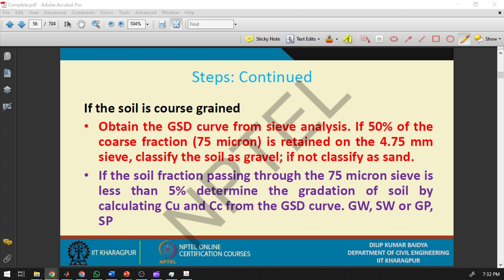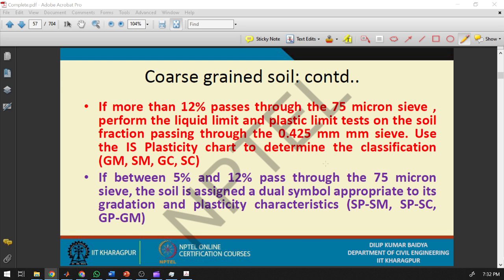fines. So in that case, if it is more than 12%, then you have to do the liquid limit and plastic limit test, and from there you have to determine if the fine soil is silty or clayey, and from that you can say it is GM, SM, GC or SC. And if it is between 5 to 12%, the soil is assigned a dual symbol.